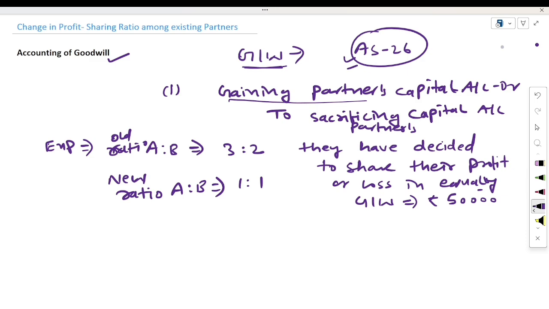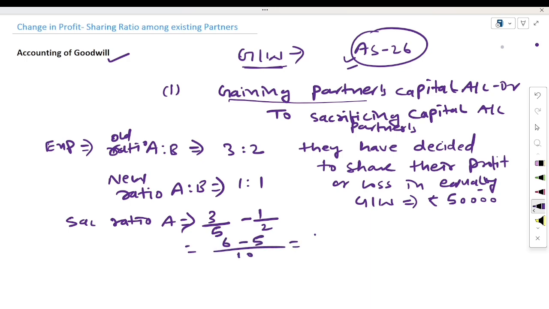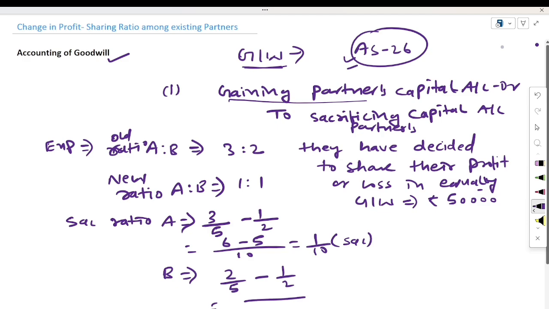First of all we will calculate the sacrificing ratio. Sacrificing ratio of A is old minus new. Here the LCM would be 10: 6 minus 5, 1/10. This is the sacrificing ratio. For B, 2/5 minus 1/2, that is 4 minus 5 over 10, minus 1/10. This one is gaining.